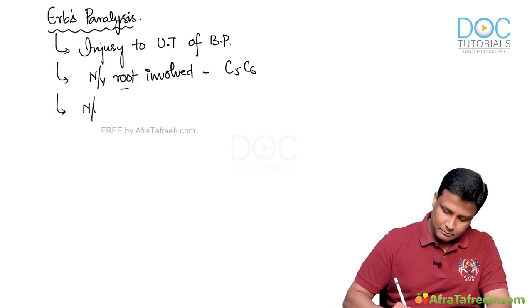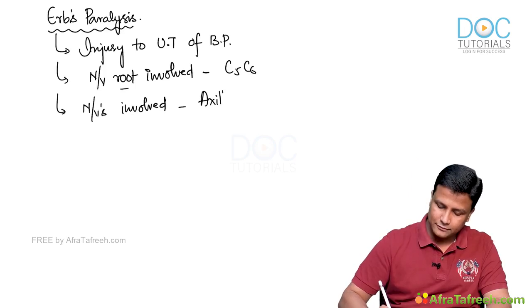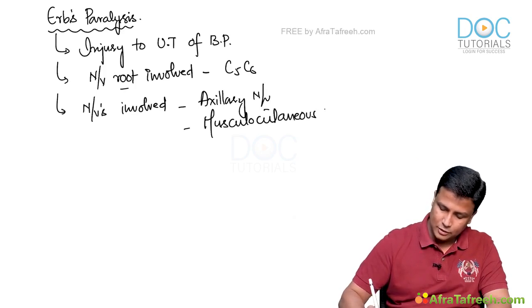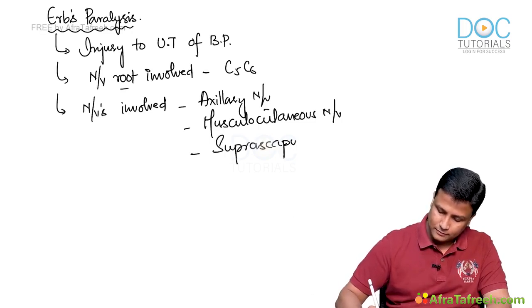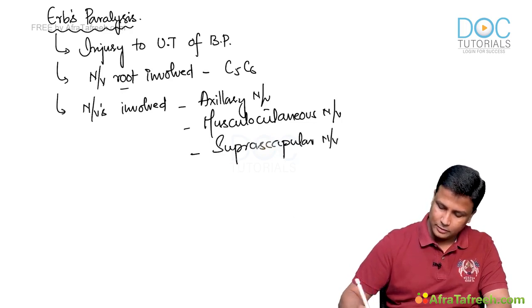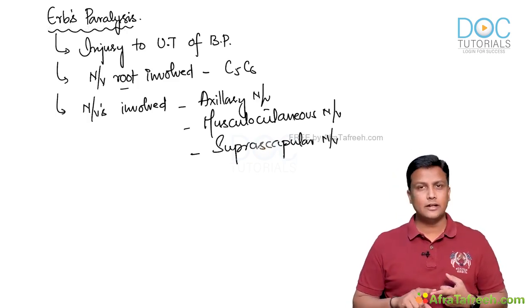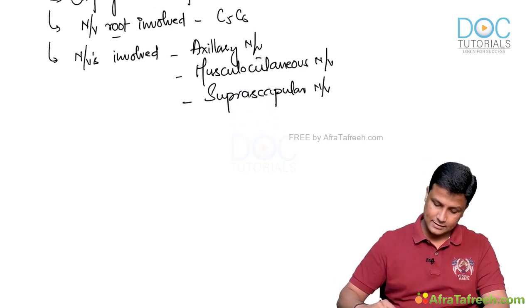Then which nerves are mainly involved in Erb's paralysis, guys? Number 1, axillary nerve. Number 2 will be your musculocutaneous nerve. And number 3 will be the suprascapular nerve. So these are the 3 nerves that you have to remember, which are mainly involved in Erb's paralysis. I repeat again, axillary nerve, musculocutaneous nerve and suprascapular nerve are mainly involved in Erb's paralysis, guys.